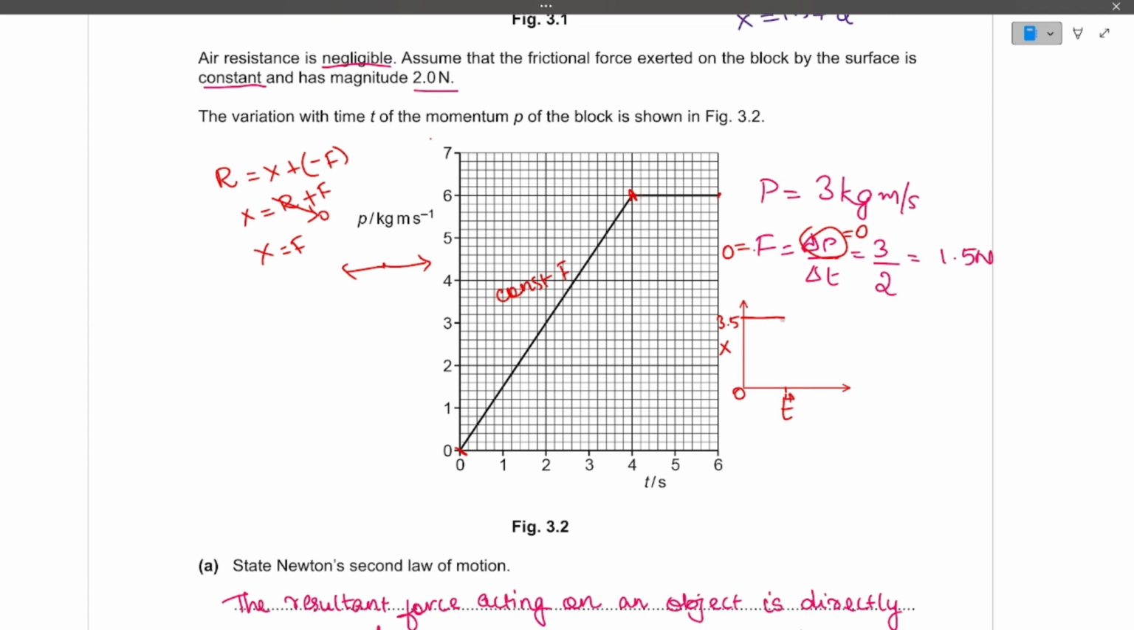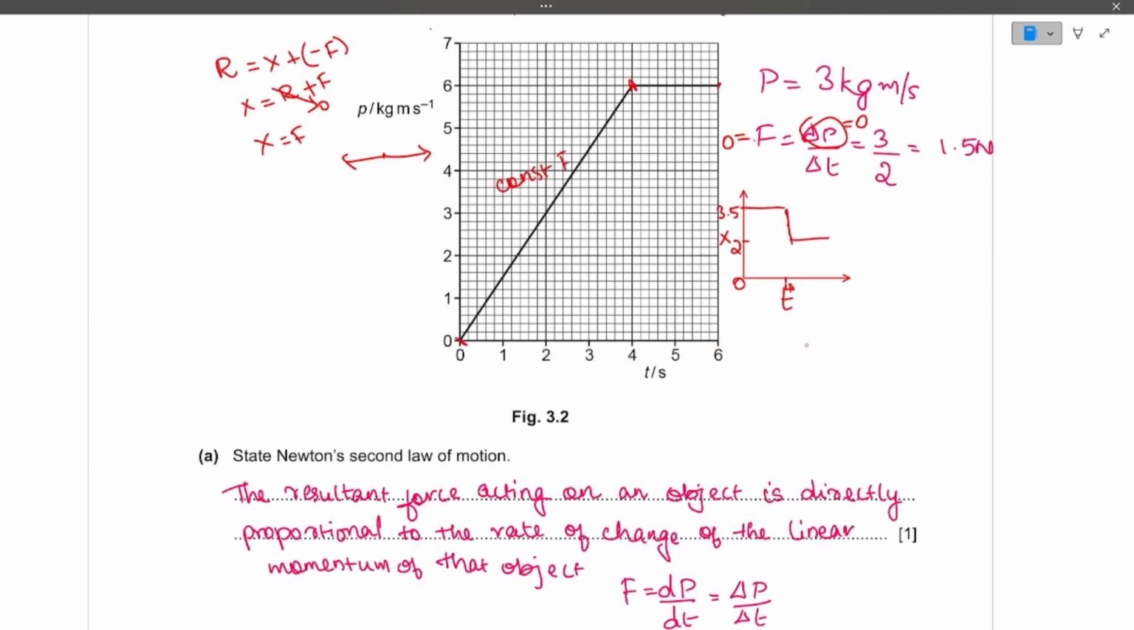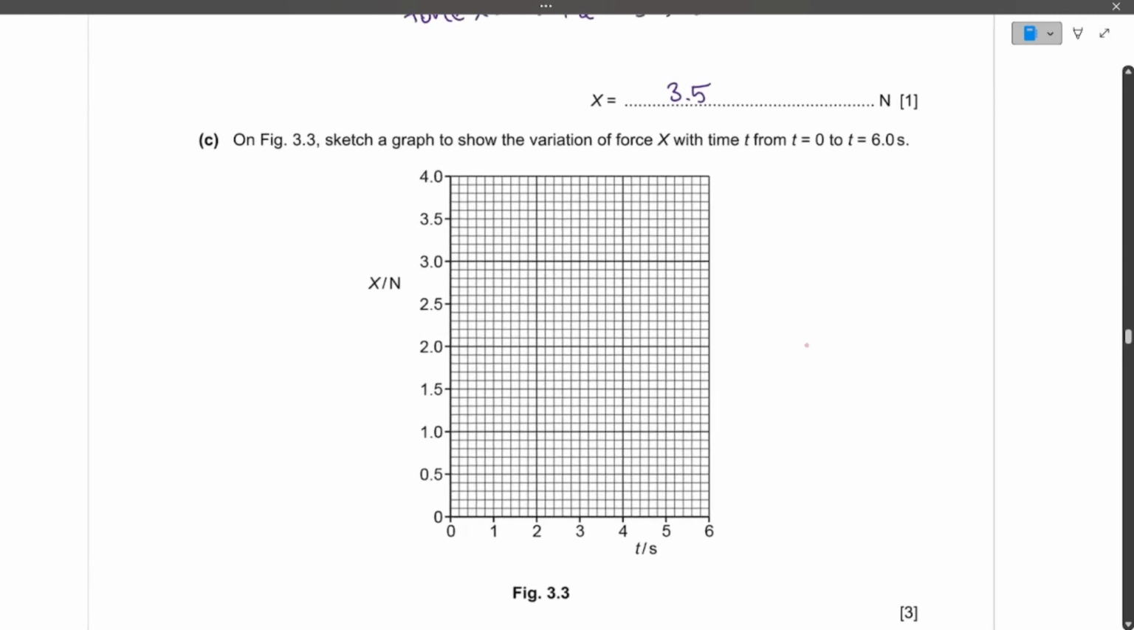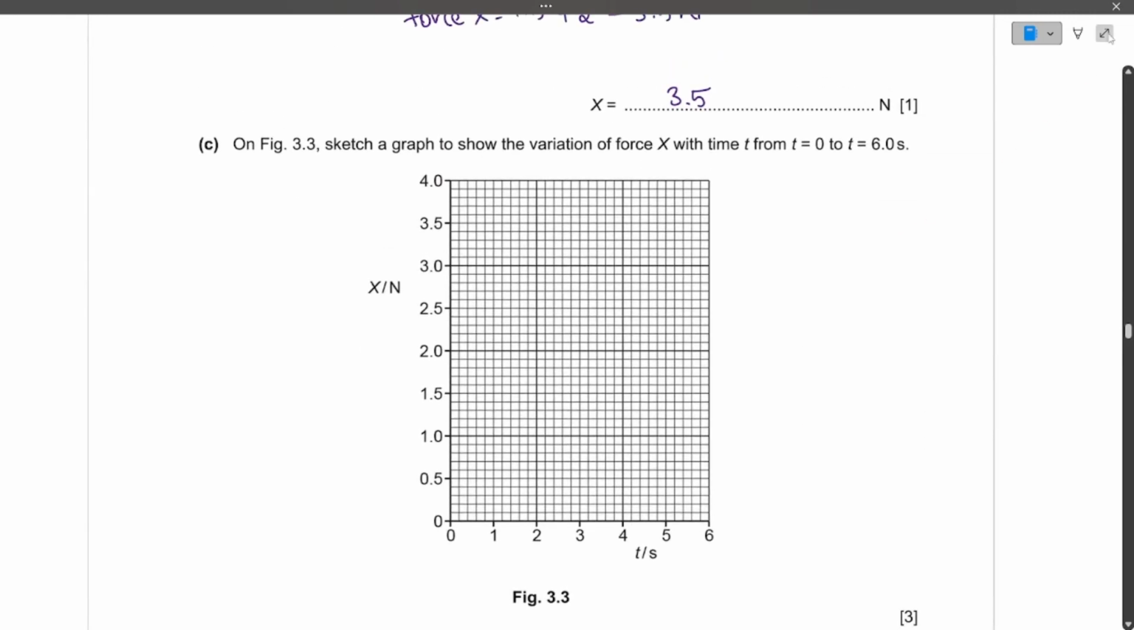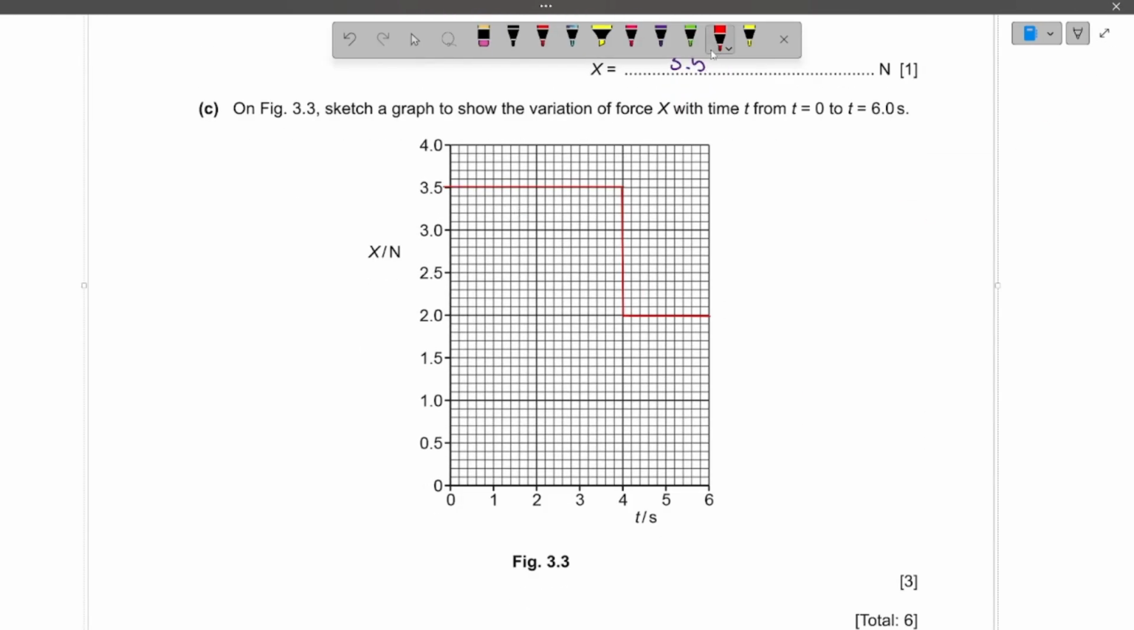So from 4 seconds to 6 seconds, this would be 2. Okay, so here you may find out it will be a straight line downwards. So you can plot it over here. So this would be the graph, right? So from 0 seconds to 4 seconds, 3.5, and from 4 seconds to 6 seconds, 2.